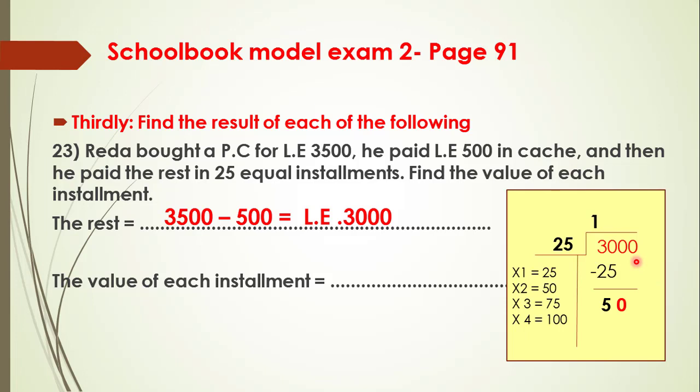Then drop down 0. 50 divided by 25. Here we have 50, so I write 2 up there on the result and 50. Then subtract. It will be 0, but we still have 0 here. So 0 divided by 25 is 0. So the result is 120. Okay, so the value of each installment is 120 pounds.